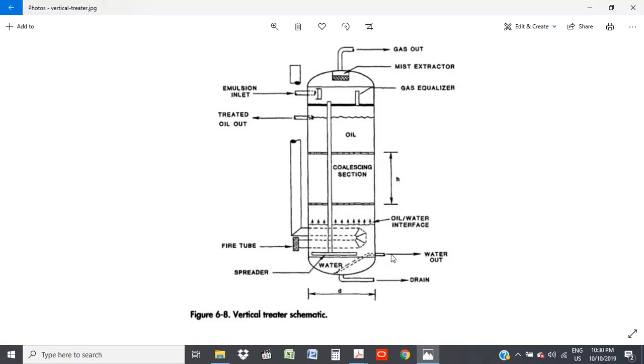The water goes out this way, the oil goes out here, and this is the inlet, and the gas goes out on top. So this inlet brings in the mixture of fluids from the well or from whatever other equipment it's coming from, and then it's heated here, separated into water. Water goes out here, and then the gas goes out on top, and then the oil goes out this way.